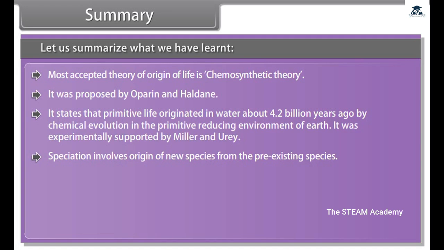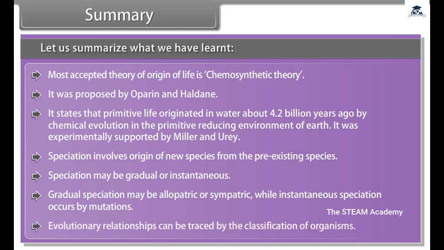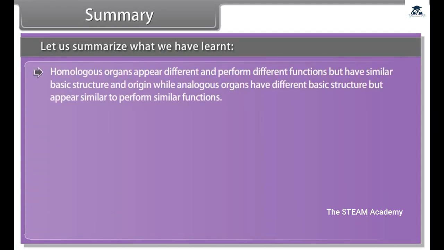Speciation involves origin of new species from pre-existing species. Speciation may be gradual or instantaneous. Gradual speciation may be allopatric or sympatric, while instantaneous speciation occurs by mutations. Evolutionary relationships can be traced by the classification of organisms. Homologous organs appear different and perform different functions but have similar basic structure and origin, while analogous organs have different basic structure but appear similar to perform similar functions.